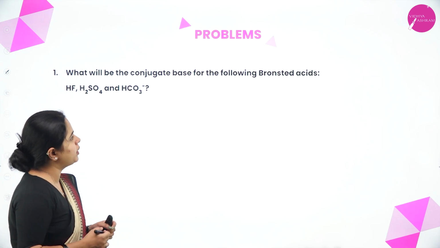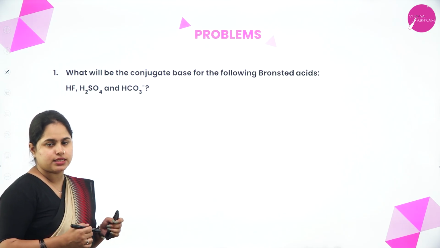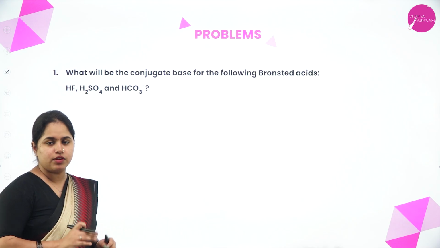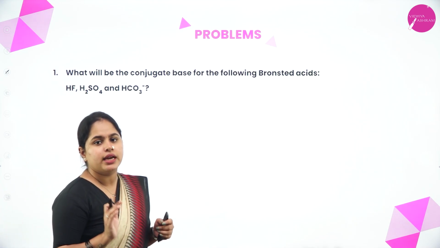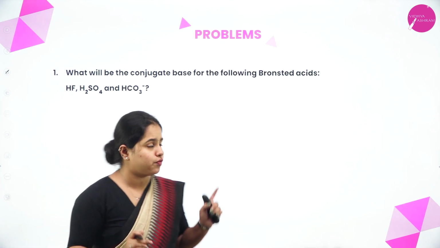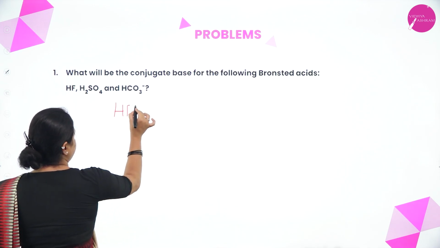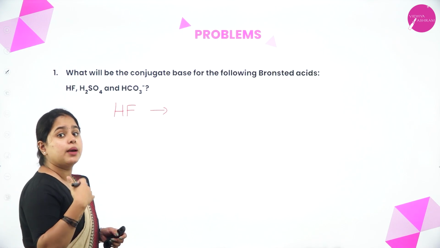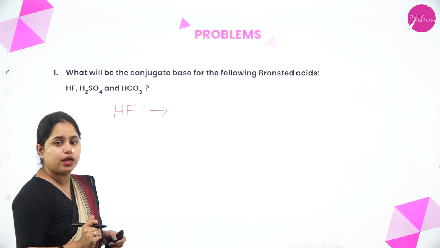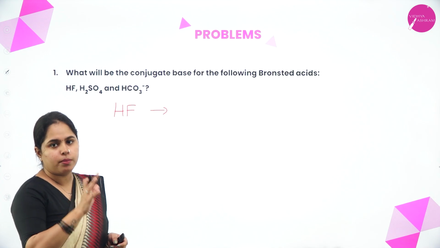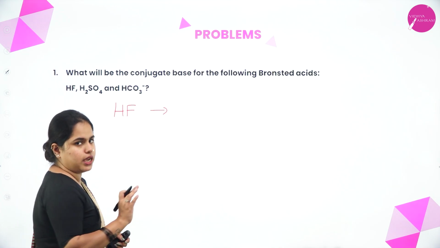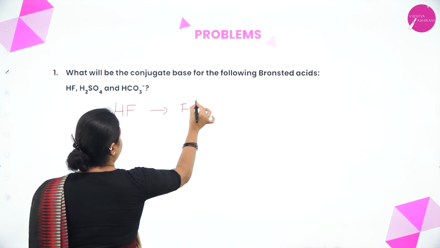What will be the conjugate base for the following Bronsted acids? So some Bronsted acids are given. Bronsted acids means what? They can donate their H plus ion. So we have to write the conjugate bases for those acids. The first one is HF. What will be the conjugate base for that acid? How can we obtain it? By removing or donating one H plus ion or one proton. So it will be F minus, right?